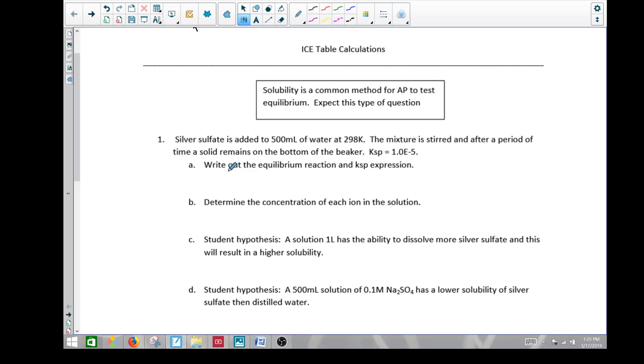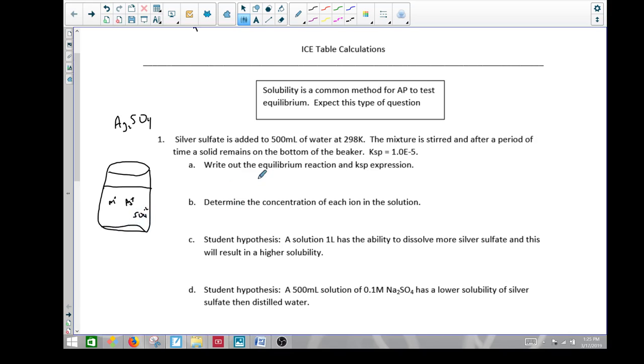It doesn't have us draw a picture, I don't believe, but if I were to draw one, it would just be a beaker with some water. Whenever I dissolve the silver sulfate, Ag2SO4, I'd have Ag+ and SO4 2- in here, with solid on the bottom.